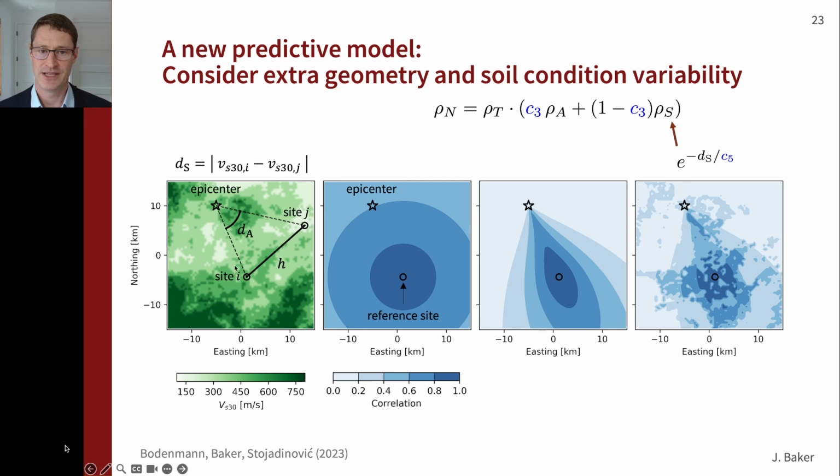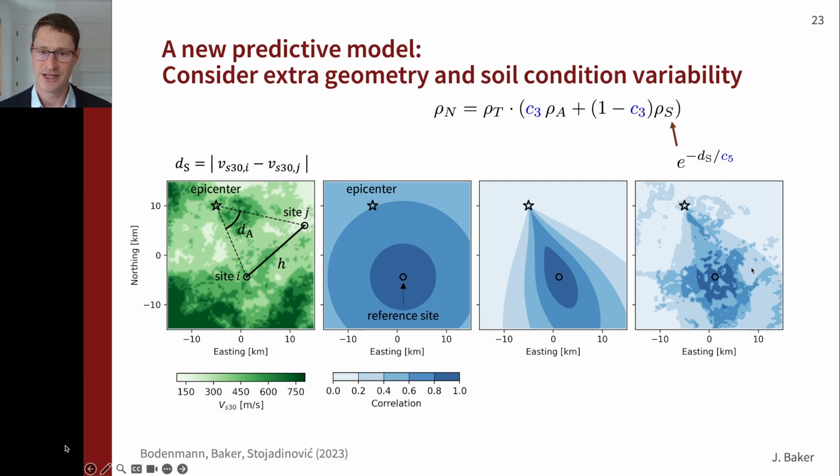So if we use the VS30 values from this map on the left and include the soil condition term in the model, now we have the spatial pattern you can see from the middle map, but now it's broken up by this VS30 difference, where sites with similar VS30 values have higher correlations.